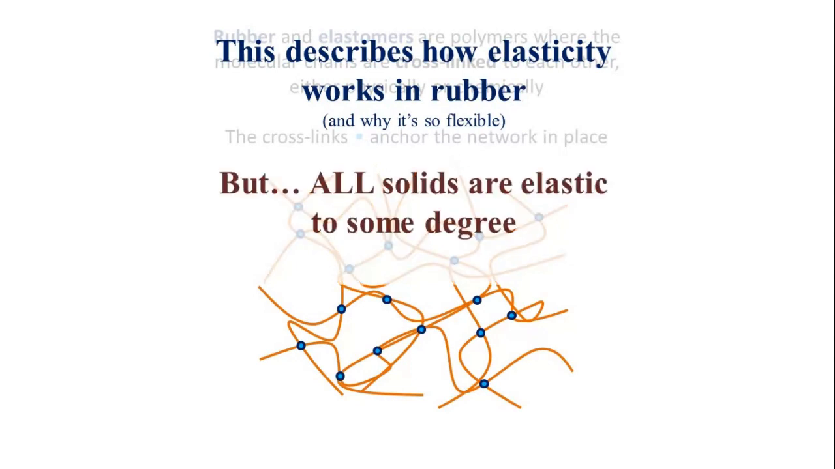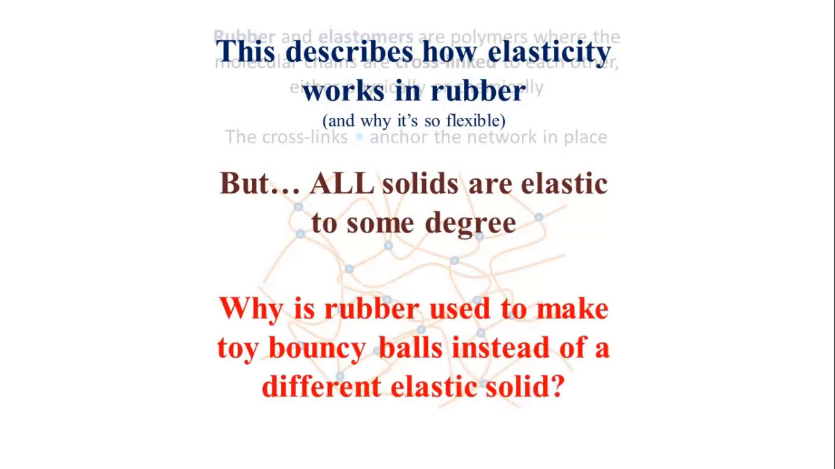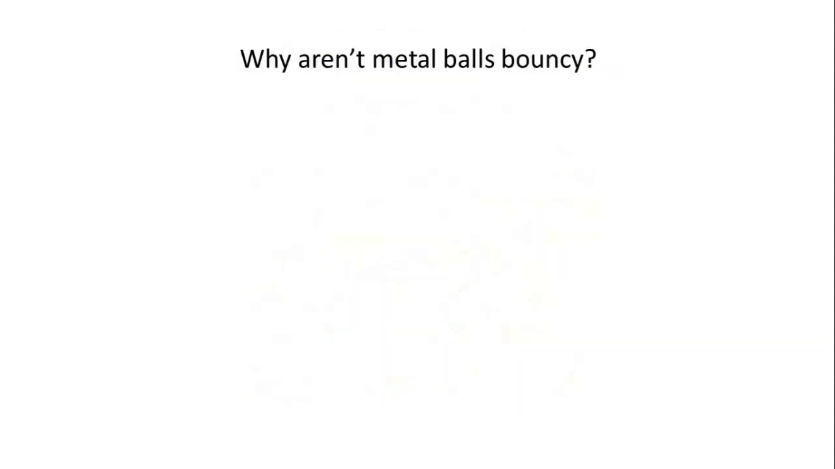Here's the thing. Nearly all solids are elastic within a certain range. Metals, glass, ceramics, plastics, wood, all of them can be elastic. They just have different ranges and levels of elasticity. Here's the same question put another way. If elasticity is necessary for bounciness, and all solids can be elastic, why is rubber used to make toy bouncy balls? Why aren't metal balls also bouncy?